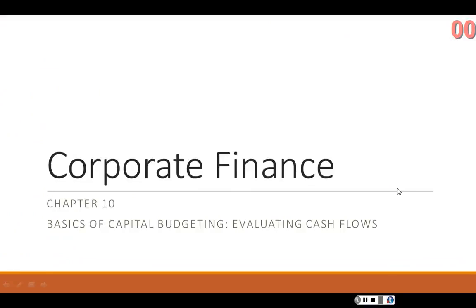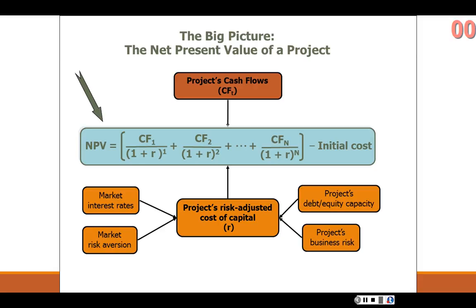This is Chapter 10. We're going to cover the basics of capital budgeting. We're going to evaluate the cash flows. So we're going to use the information that we've garnered all semester to calculate things such as net present value. So we're going to discount cash flows, subtract costs, and determine whether or not projects are good or bad.